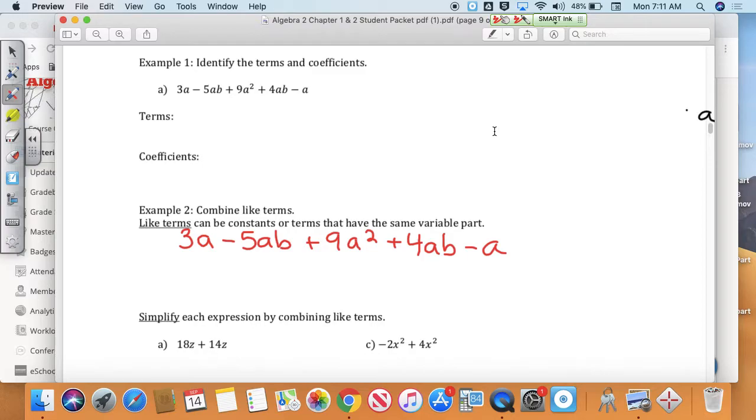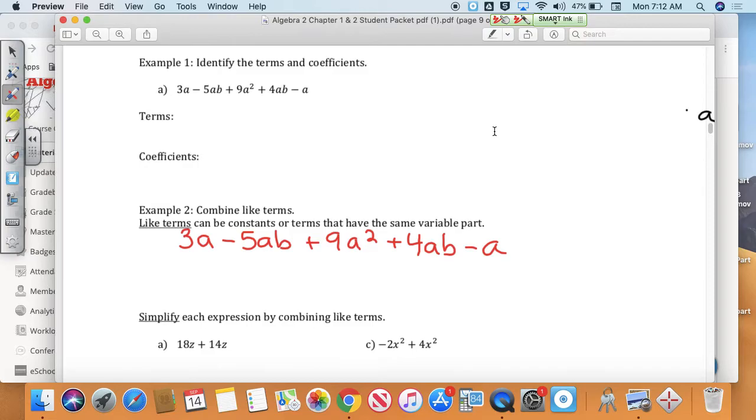The reason why I'm skipping to example 2 first, combining like terms, is because we don't want to identify all the terms in this algebraic expression and all of the coefficients if we can make it simpler first. To make it simpler, we're going to look at the separate terms and see if there are any terms that have the same exact variables. If so, we can combine those like terms and make 2 or 3 terms down to 1 term instead of having to write multiple things multiple times.